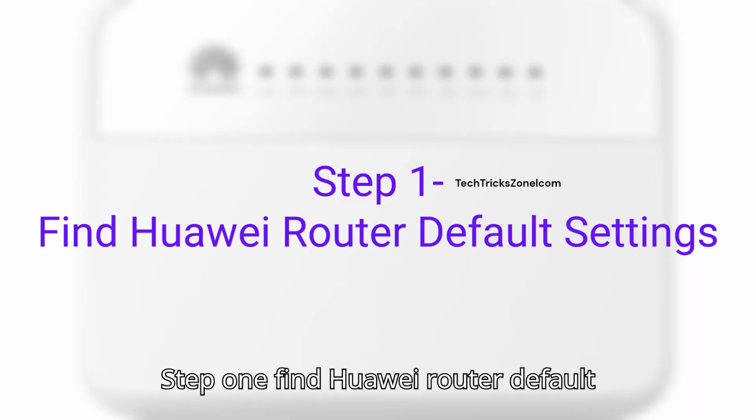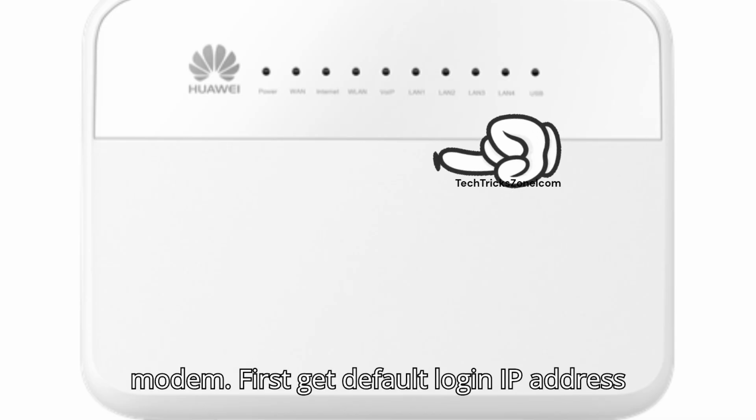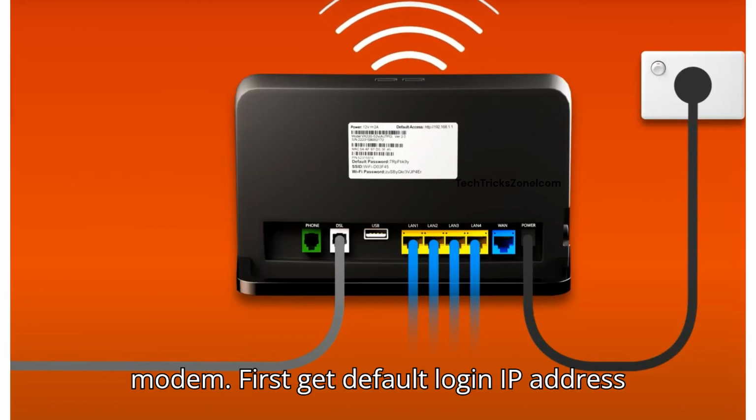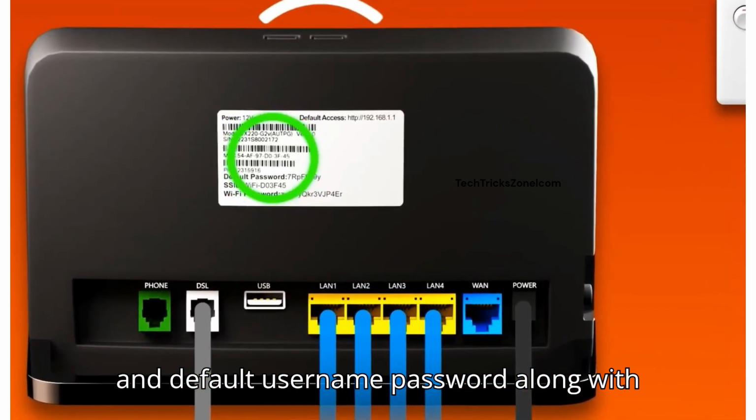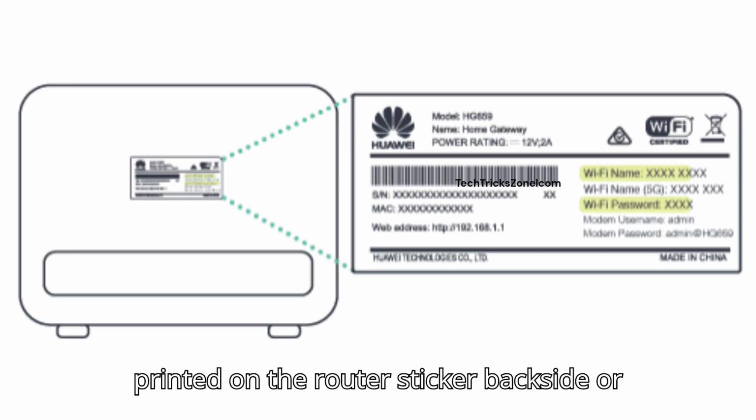Step 1. Find Huawei router default settings. Flip your Huawei router or modem. First, get the default login IP address and default username and password, along with the default Wi-Fi SSID and password, printed on the router sticker on the backside or bottom side.